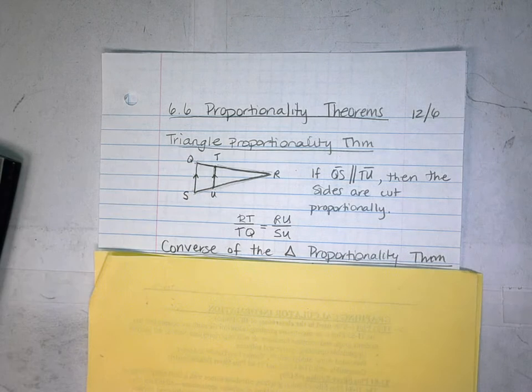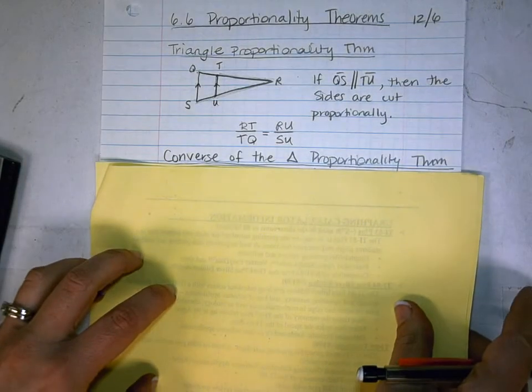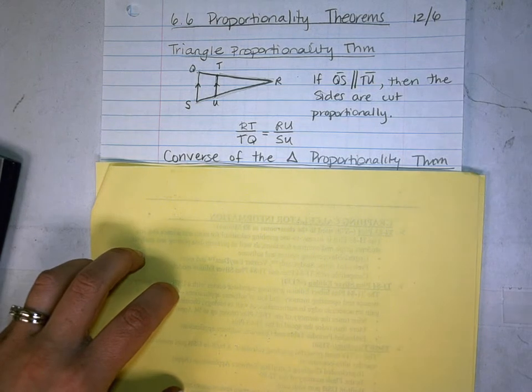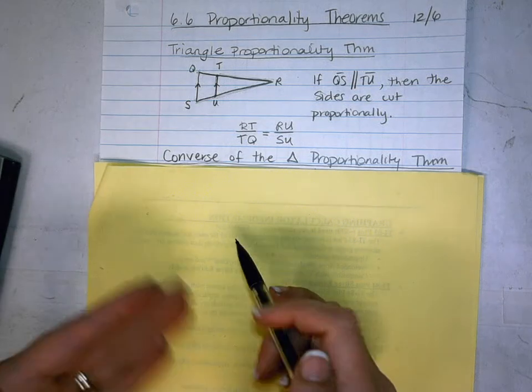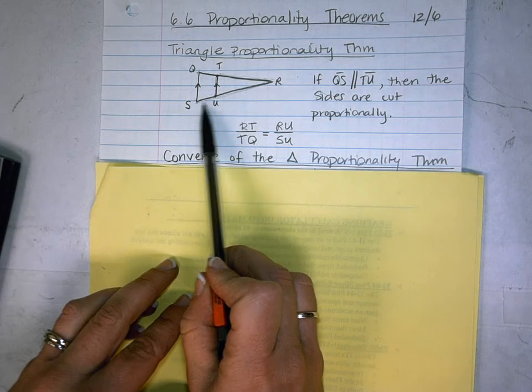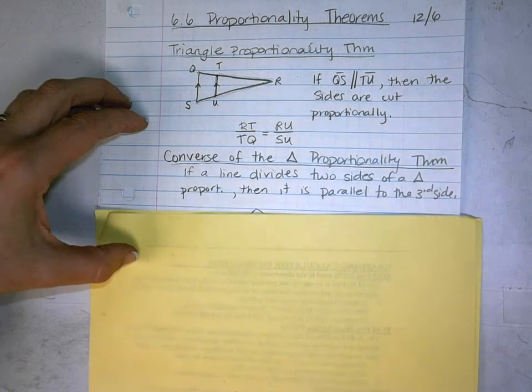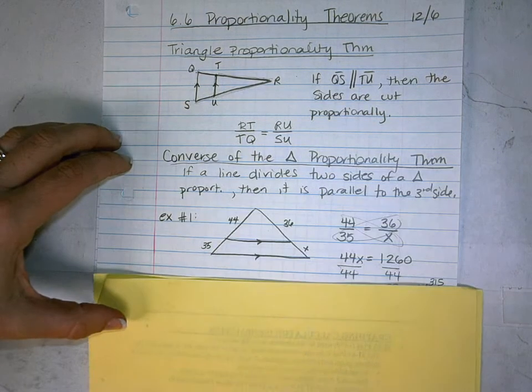There is also a converse of the proportionality theorem. So I'll give you a second to write that down because I've already written it down. The converse states that if we know that the sides are already cut proportionally, then these two lines have to be parallel. So I'll write that here. If a line divides two sides of a triangle proportionally, I abbreviated that, then it is parallel to the third side.